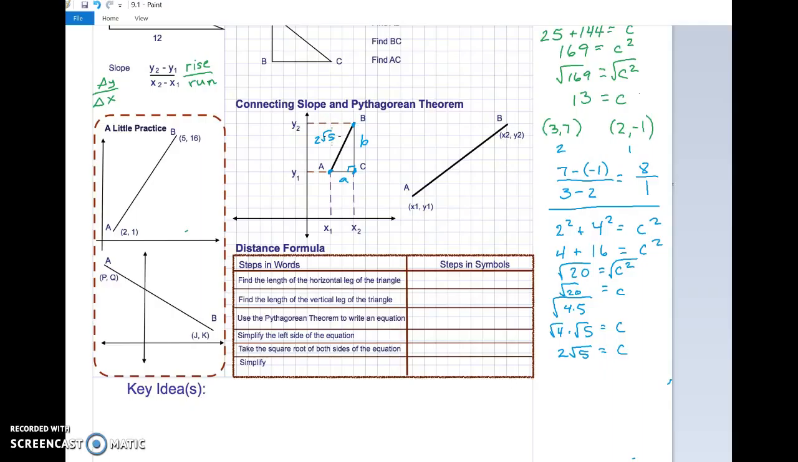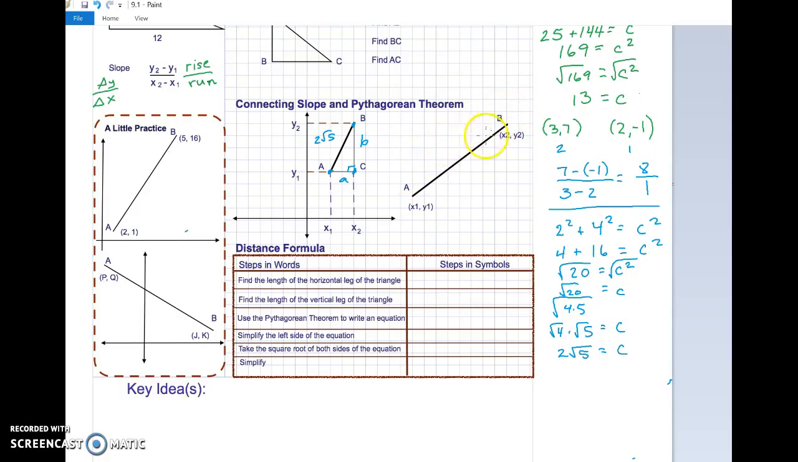Okay? Now, that was pretty easy because it was on a graph, and we could figure out the sides by simply counting on the graph. But what happens when I have a point, like look over here where it says a little practice, where I have an A and a B, and all we have is the points. Point A is 2, 1, and point B is 5, 16. Then we're going to have to use slope to figure out the lengths of the sides. Let me show you how that works.